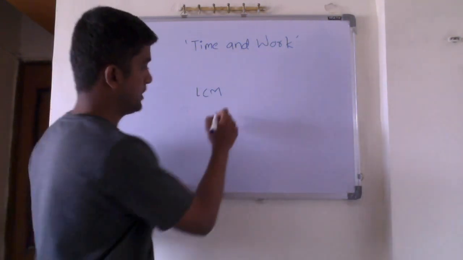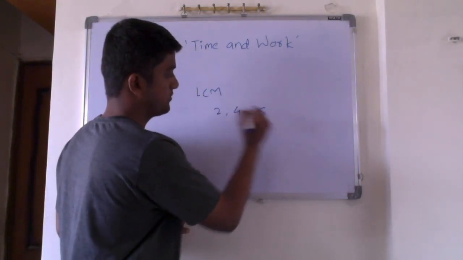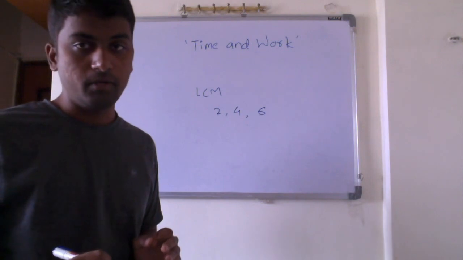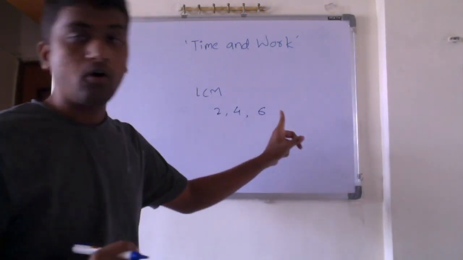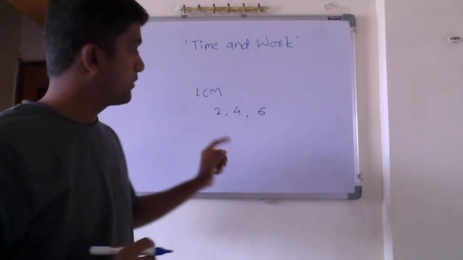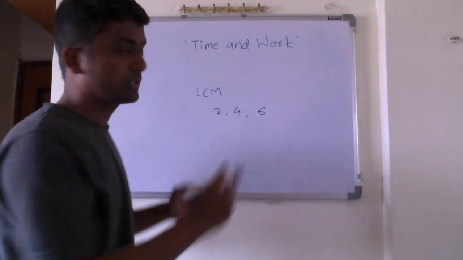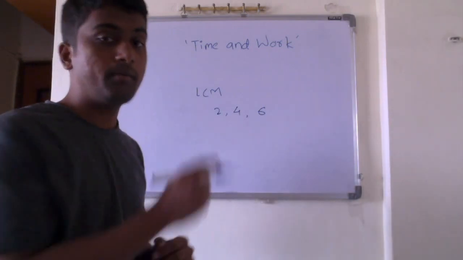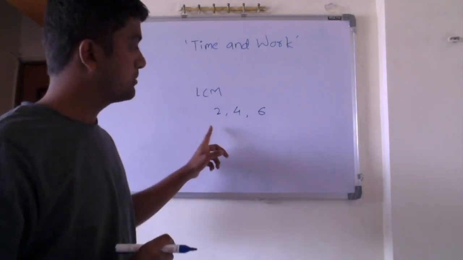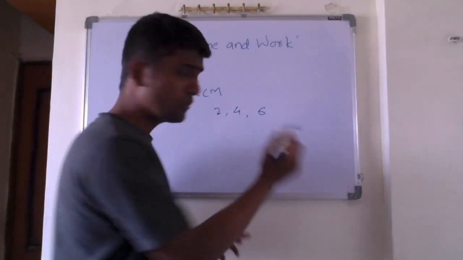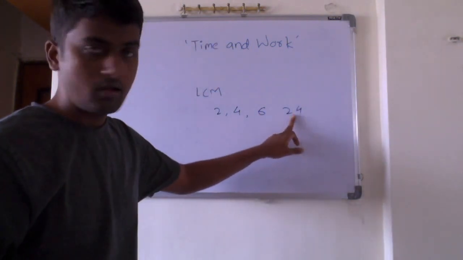For example, we have three numbers 2, 4, and 6. What does LCM mean? LCM would mean a number which is divisible by all of these numbers. Now what would be the smallest number which will be divisible by all these three numbers? Obviously 24. So if you divide 24 by 6, it is 4.